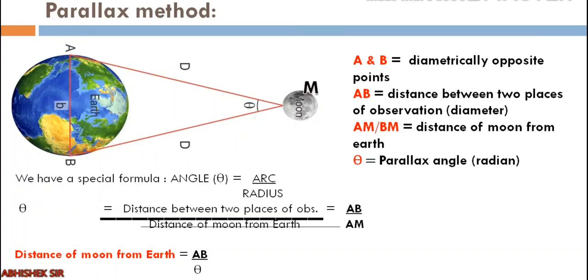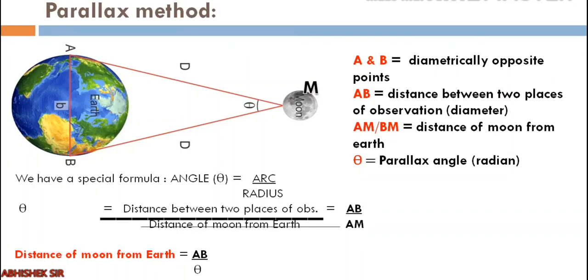So AB will be the distance between the two places of observation, and AM or BM will be the distance of moon from the earth. Clear? And there will be an angle between AM and BM that will be known as parallax angle. Clear? Theta, that is shown in the figure.